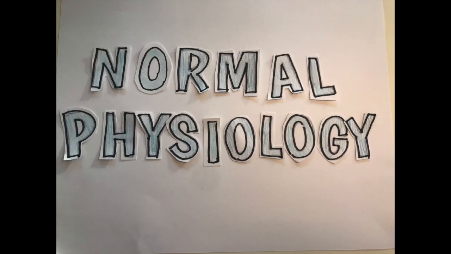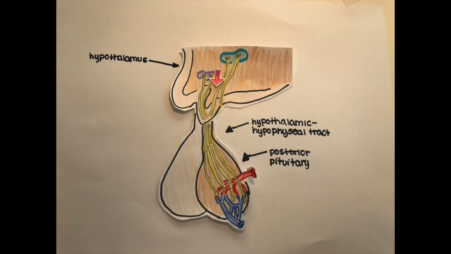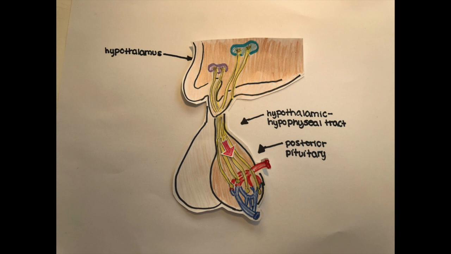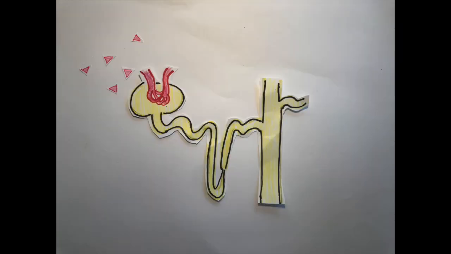Normal physiology. ADH is stimulated by impulses from the hypothalamic neurons in response to increased blood solute concentration or decreased blood volume. The ADH is transported from the hypothalamus down the axons of the hypothalamic-hypophyseal tract to the posterior pituitary gland. The pituitary gland releases the ADH into the blood as the action potential arrives at the axon terminals in the posterior pituitary. ADH then travels through the blood and goes into the kidneys.